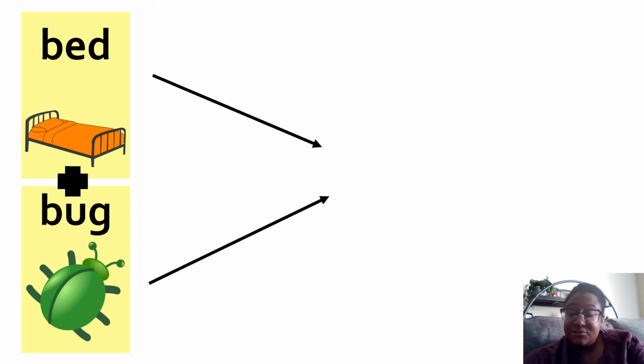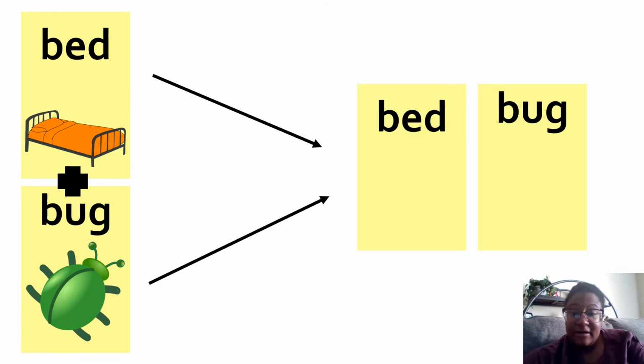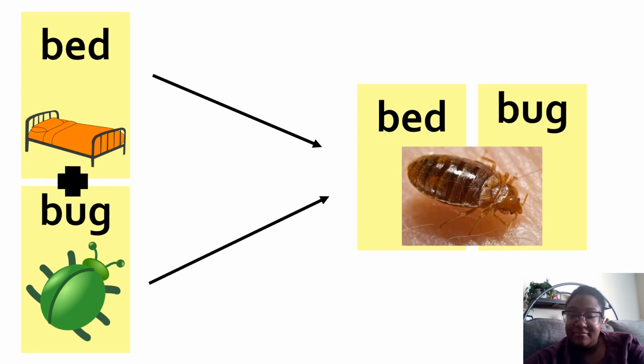When I put these two words together, I have to think, what is the meaning of bedbug? I can use the morphemes I know to do that. I think a bedbug is a bug that is in the bed. So here is a picture of a bedbug. Ew, right? So let's do another example.